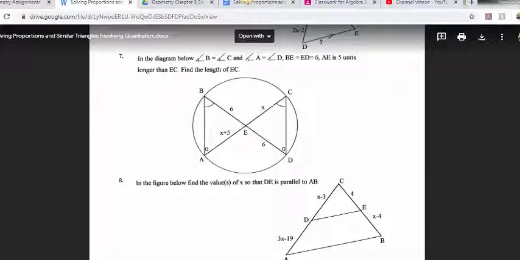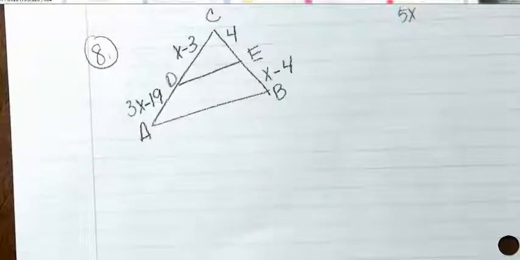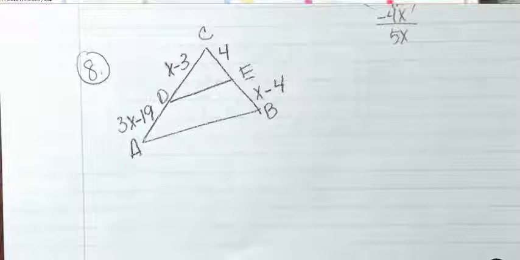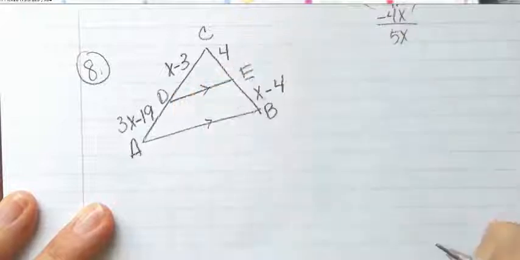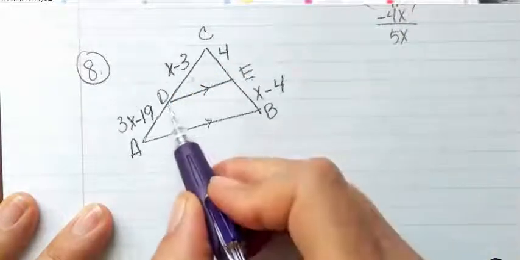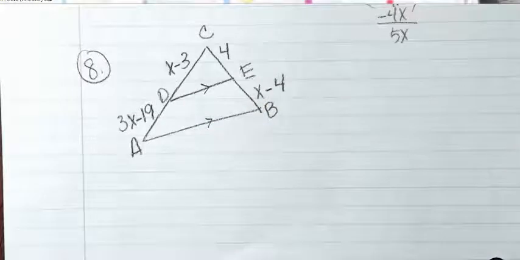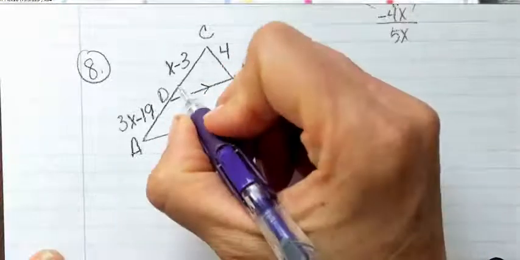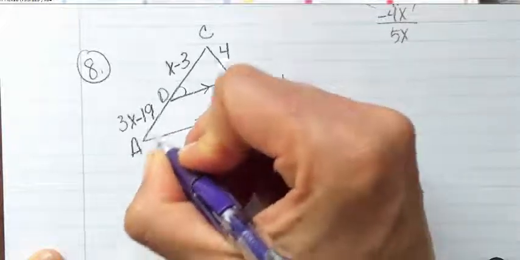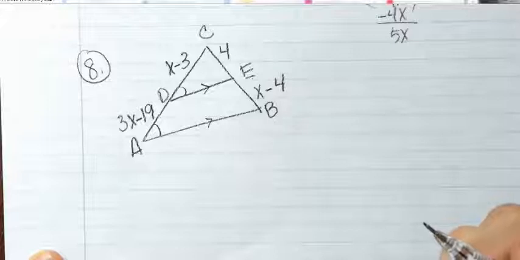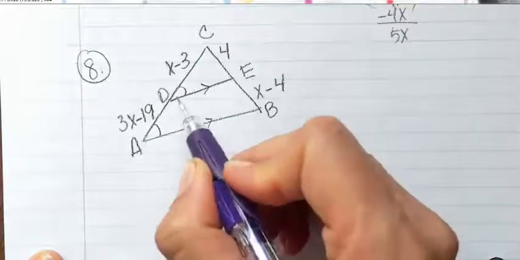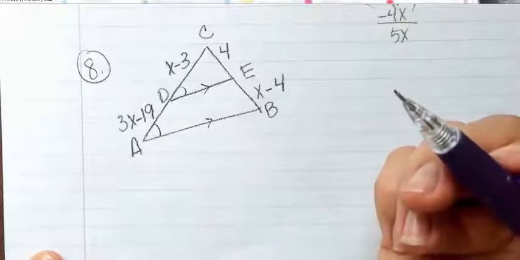All right, because it's on your worksheet, you don't have to draw it. So the question is, we want to find the value or values of x so that DE is parallel to AB. Well, if DE is parallel to AB, then we know that we have a couple pairs of corresponding angles, right? We have two lines cut by a transversal. So this angle and this angle are corresponding angles. Now, if these two lines are parallel, then these two corresponding angles are going to be congruent.